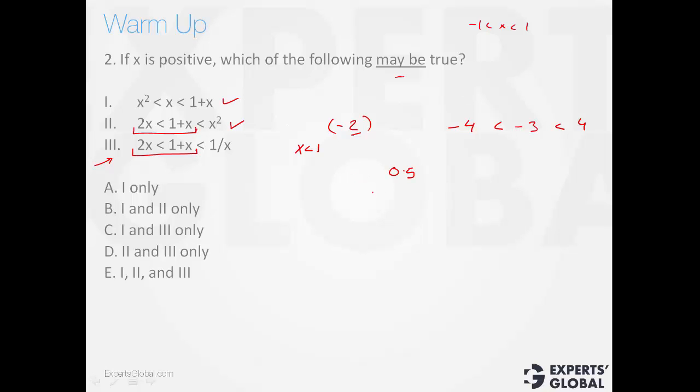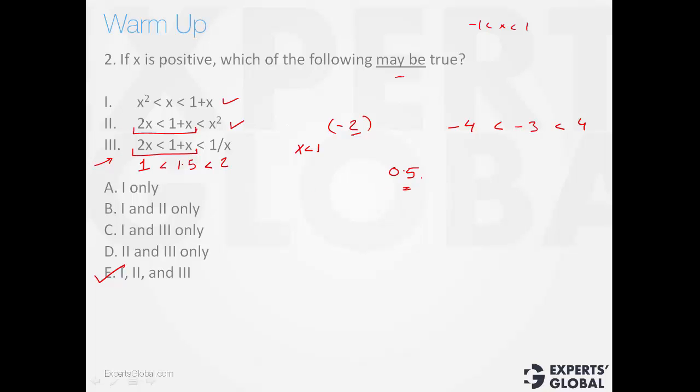What would happen? 0.5, this will become greater, this will become 2. However, we have to take a value where 1 plus x is greater than 2x. So something like 0.5 is helping that as well. 2x becomes 1. We're taking 0.5 value, remember. 1 plus x, so this becomes 1.5. And 1 upon x means 1 upon 0.5, this becomes 2. So this is also working fine. So 1 worked, 2 worked, 3 worked, all of them worked. The correct answer is option E.